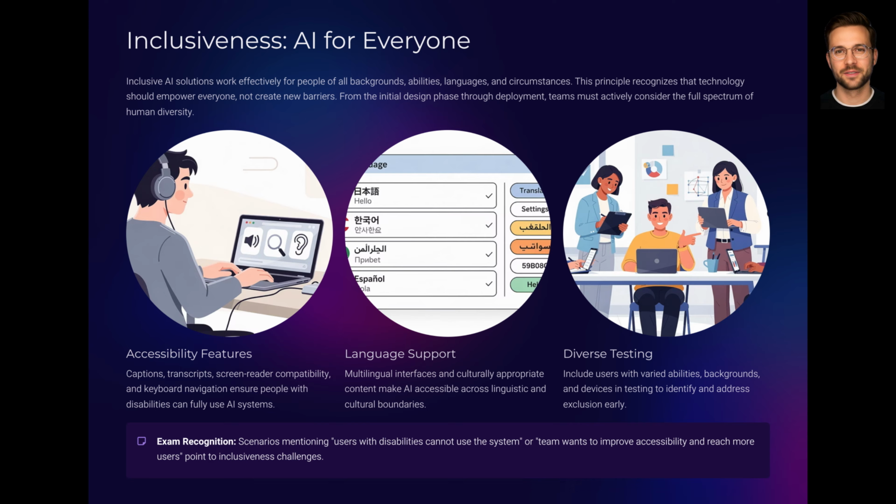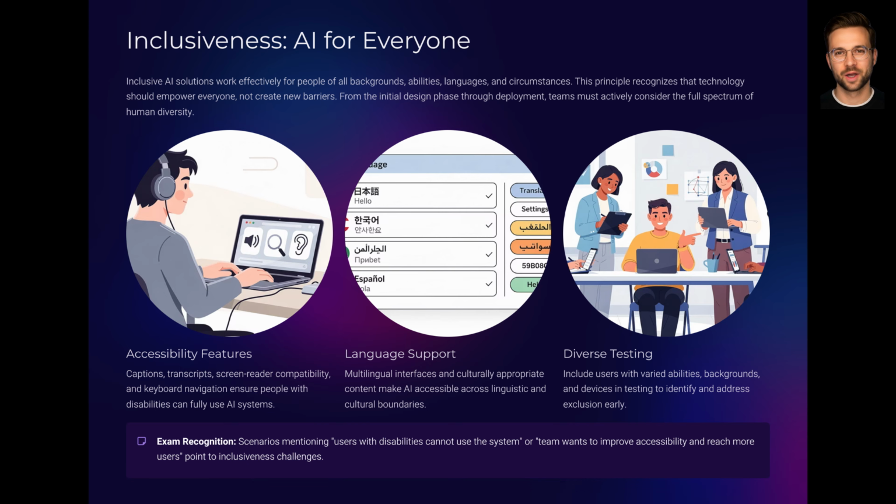Typical exam hints. The application is difficult to use for people with disabilities. Certain user groups cannot access the AI system. The team wants to improve accessibility and reach more users. For these questions, actions may include adding accessibility features, captions, contrast, keyboard navigation, supporting assistive technologies, and including diverse users in design and testing.